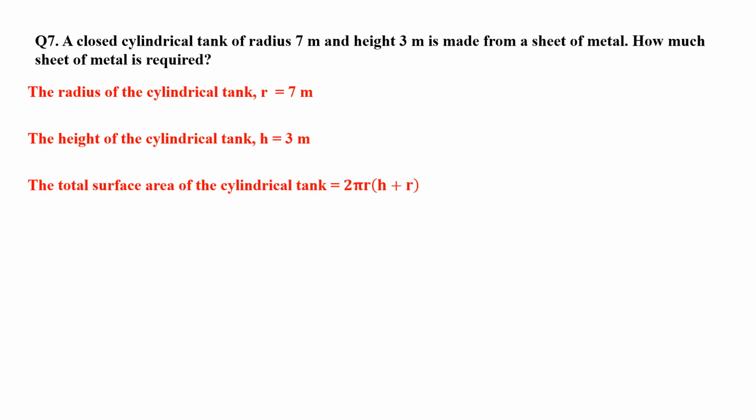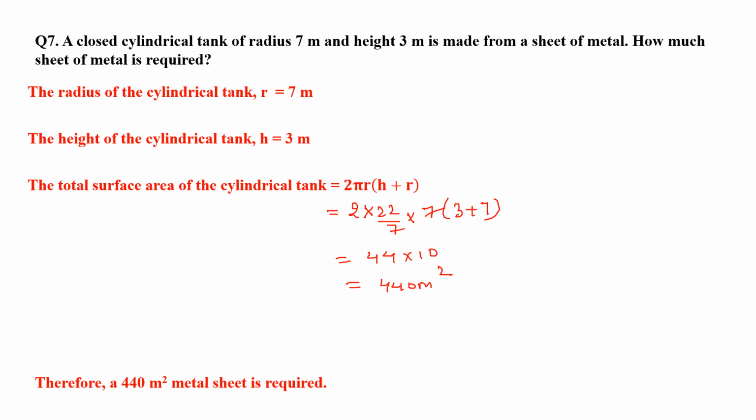So first of all, radius is given as 7 meter, height is 3 meter, and total surface area of the cylinder formula is 2 pi r times h plus r. Now I'm going to put all the values here. So it will be 2 into 22 by 7. Radius is 7, height is 3 and radius is 7. Now 7 and 7 you can reduce it. So it will be 44 into 10, which will give me 440 meter square. So the metal sheet required will be 440 meter square. Now moving to the next.